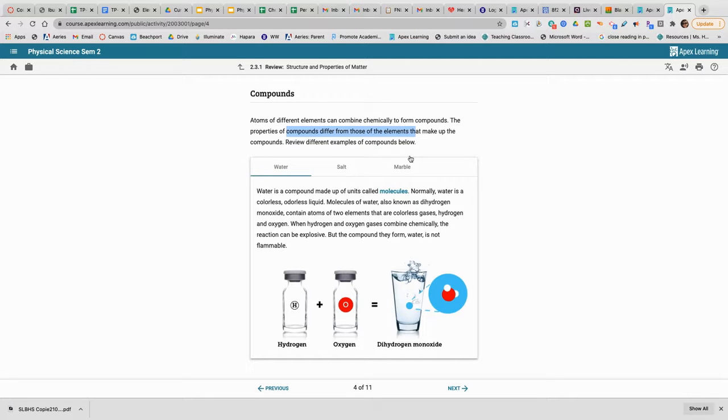So they did 3 different materials here. Water is a molecule. It's made up of 2 hydrogens and 1 oxygen atom, right? Dihydrogen monoxide, di meaning 2, hydrogen, mono meaning 1, monoxide, that's water, H2O, okay? It's very non-reactive, but it is made up of 2 very reactive gases, hydrogen and oxygen, okay?